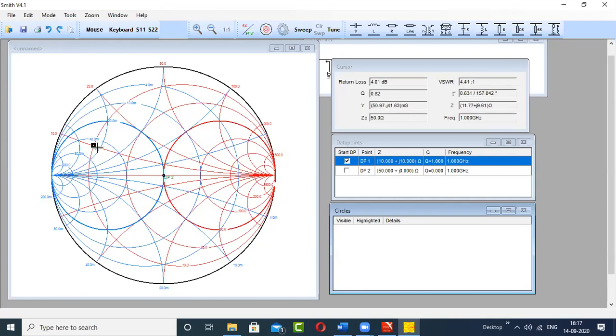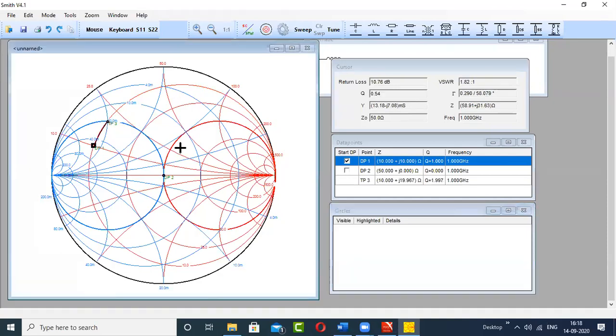So what we'll do, I will first move from this point to this intersection point. You can see that if you move along this red circle, it is nothing but part of the Z circle, okay? And you are moving clockwise. So you need one inductor. So I will click on this series inductor here, okay? And I will stop at this intersection point.